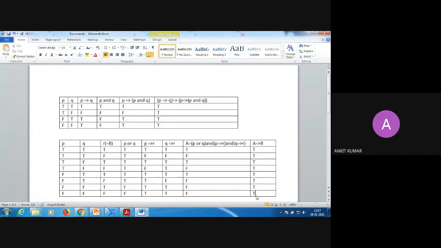Sir, I did not understand A. Which one did you not understand? A, sir. See, if all these three columns are true, then we get true, as we have an 'and' here. Like this, P or Q and P implies R. So if both are true, then we get true. Again, the same with Q implies R. So if all these three are true, then we get true here. Clear?